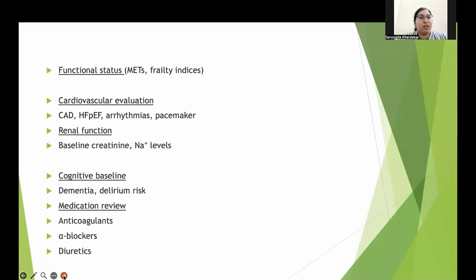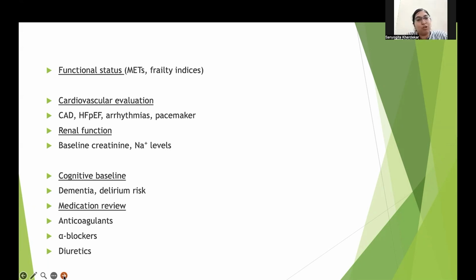It is more important that you check the patient's functional status, METs, frailty indices, cardiovascular evaluation, if the patient has coronary artery disease or heart failure with preserved ejection fraction, arrhythmias, pacemaker in situ, and renal function. The patient may have higher chances of renal dysfunction. So it is necessary to have a baseline creatinine and electrolyte levels.